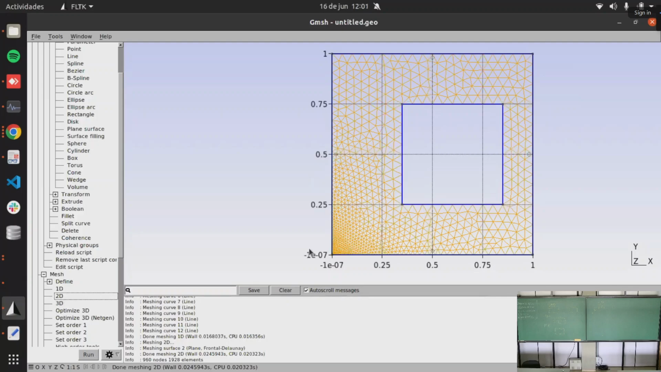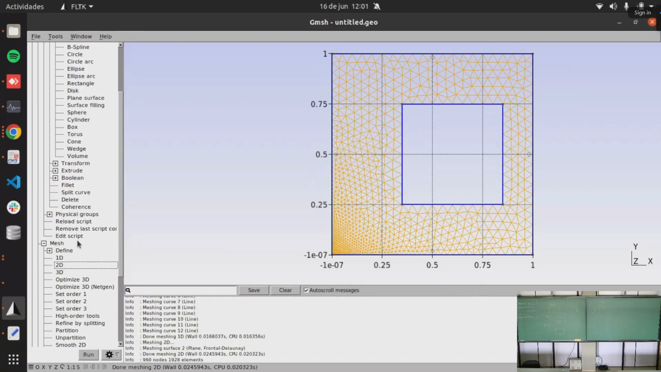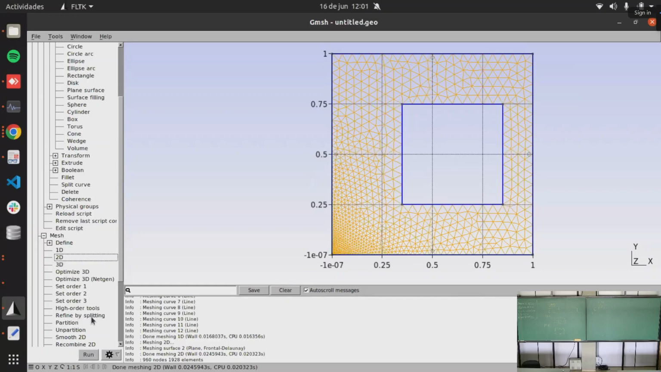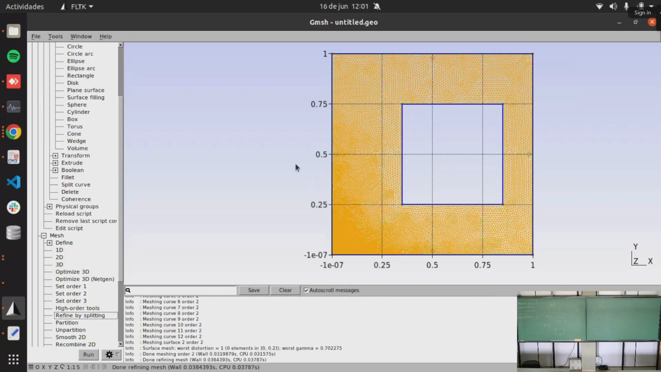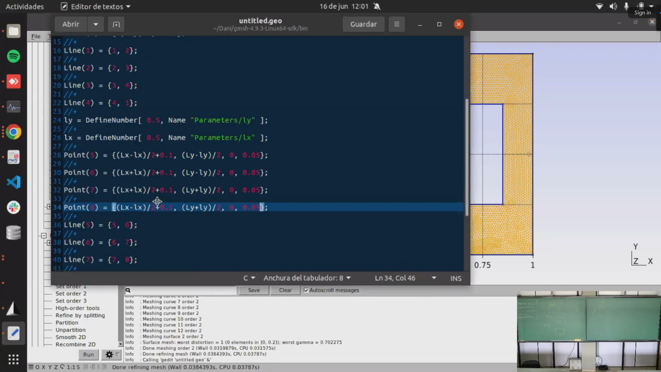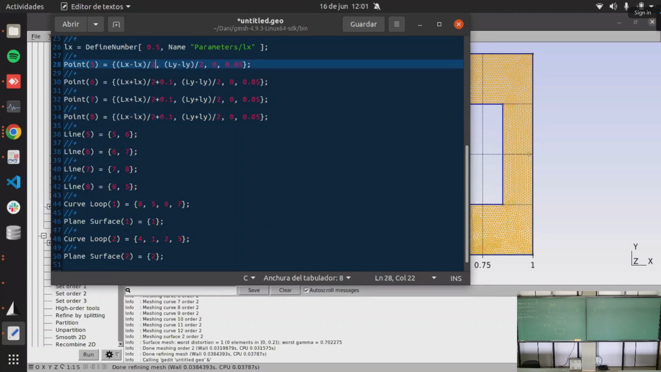See that the origin refinement is better, but if I want to refine the mesh, I only have to put here refine by splitting, and this will be a smaller mesh. So I move the interior square, only to select the boolean. If I want to have it in the center of the big one, I only have to edit the script, move in the center of the smaller square.